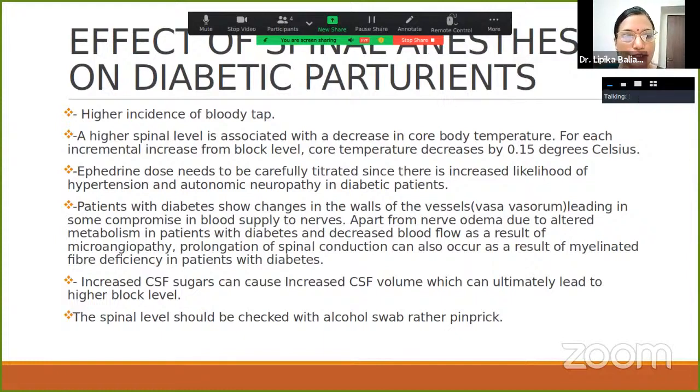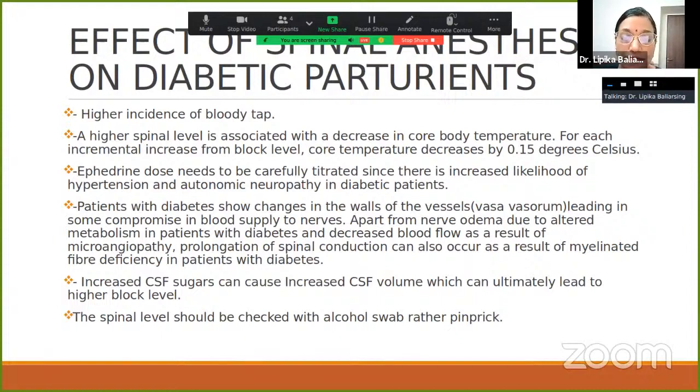And patients with diabetes show changes in the walls of the vessels like vasa vasorum, leading to some compromise in blood supply to the nerves. So apart from nerve edema due to altered metabolism in patients with diabetes and decreased blood flow as a result of microangiopathy, prolongation of the spinal conduction can also occur as a result of myelinated fiber deficiency in patients with diabetes. So the block will get prolonged, and the effect of the drugs in the neural sheaths also will be prolonged. So increased CSF sugar can cause increased CSF volume, which can ultimately lead to higher block levels.